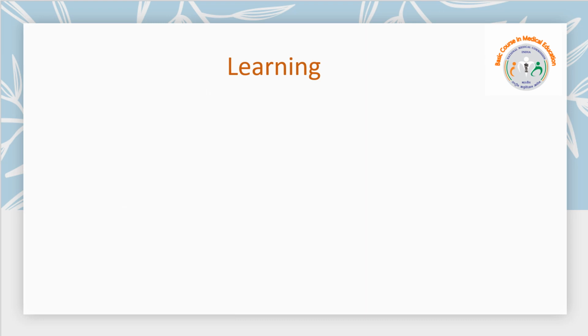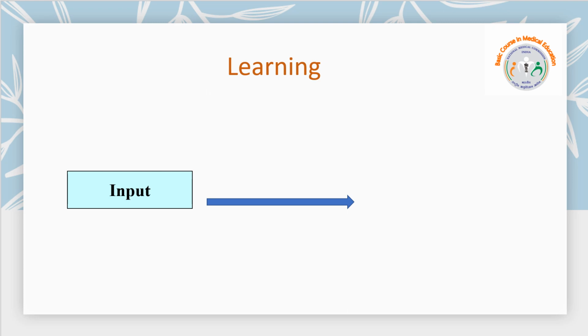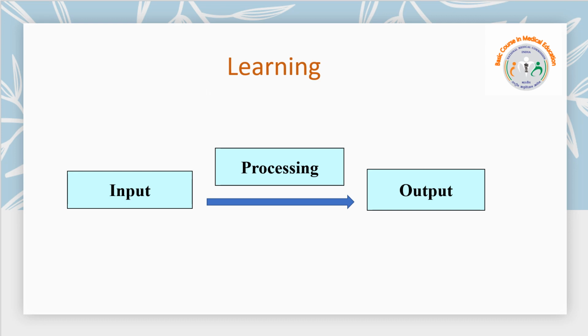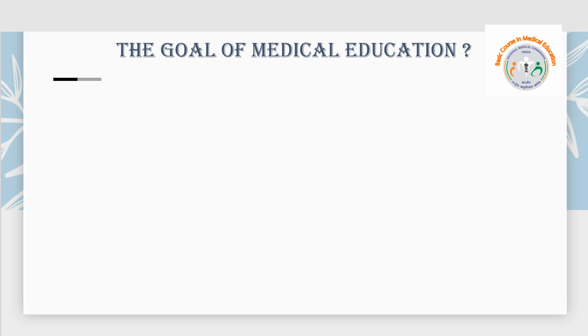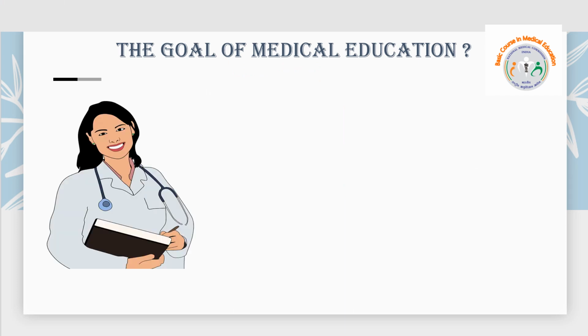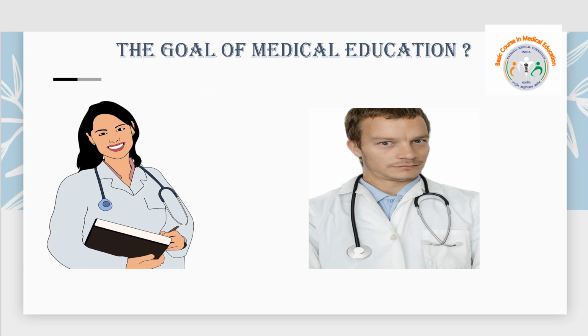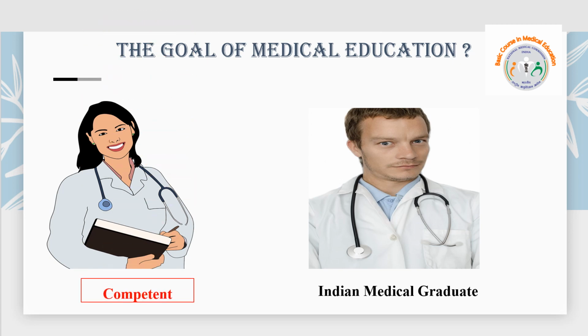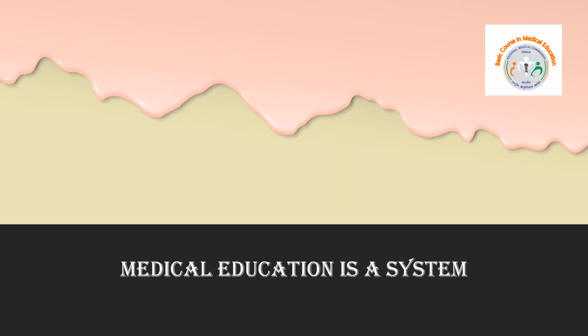According to learning theories or principles, when we give some input and we expect to get some output, there will be some amount of processing in between, and that processing is nothing but the processing of learning. Let's take one example. What is the goal of our medical education? According to the National Medical Commission, or NMC, the goal of medical education is to create a competent Indian medical graduate.